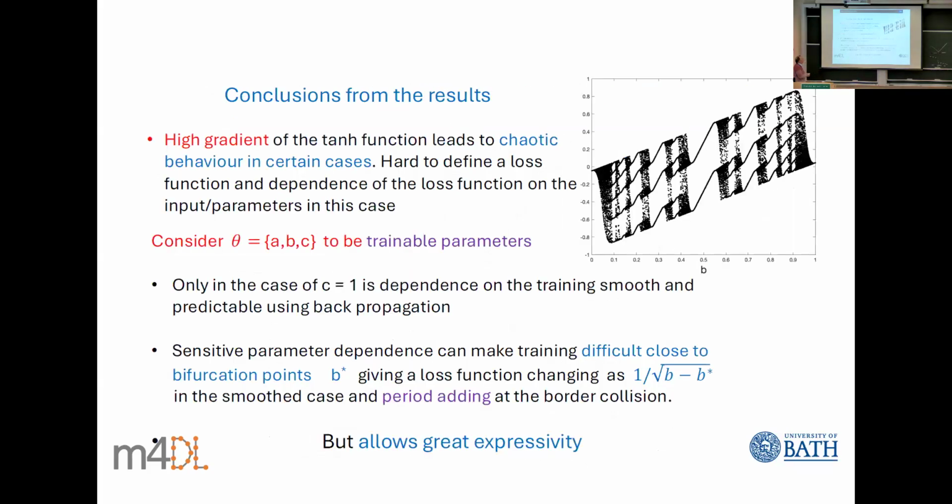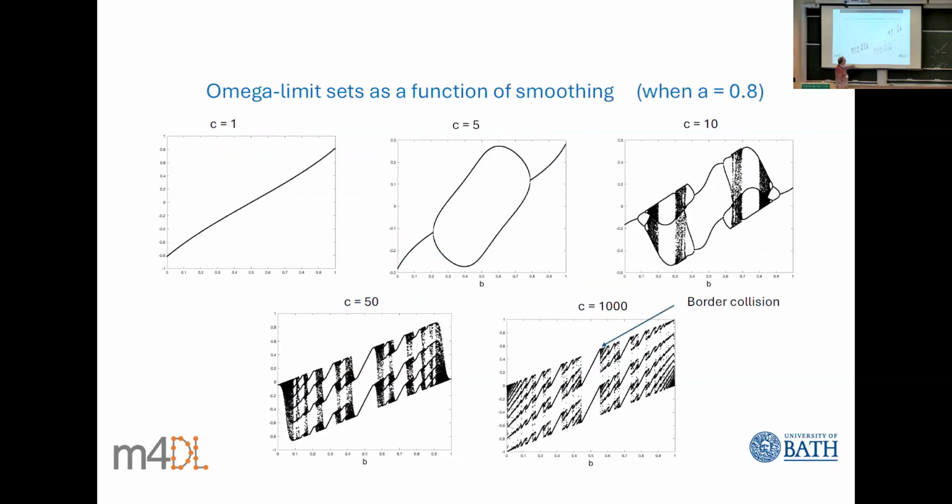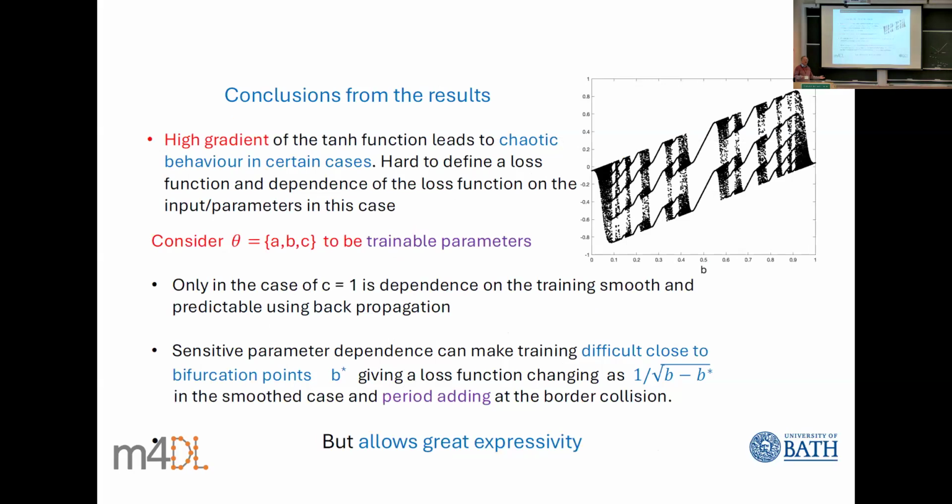So some conclusions. The high gradient of the tanh, so C doesn't have to be that big, 10, for example, leads naturally to chaotic behavior as you go through the network. And that means that the loss function might be interesting to interpret in that case. And if we think of the parameters A, B, and C as the parameters that we might want to vary as we control the behavior, then we get a lot of exotic behavior. And over here, back propagation would be perfect. It's nice and smooth, but we're going to get interesting structure going here as we go through these sort of border collision bifurcations. So the moral of this is we can get great expressivity out of these things developed by the non-smoothness, but back propagation isn't always going to help you, and I'll talk a bit about that in a minute. Okay.